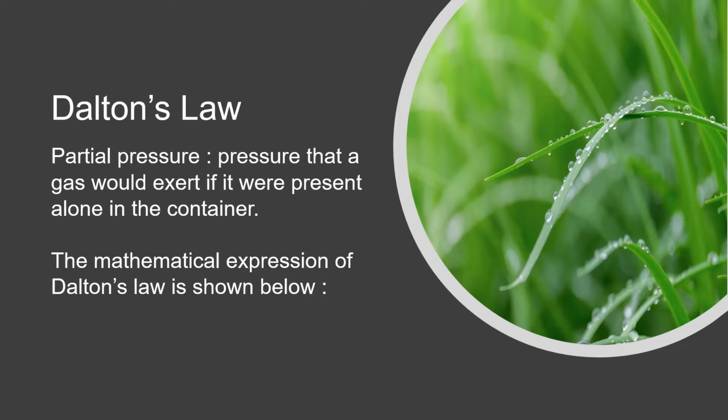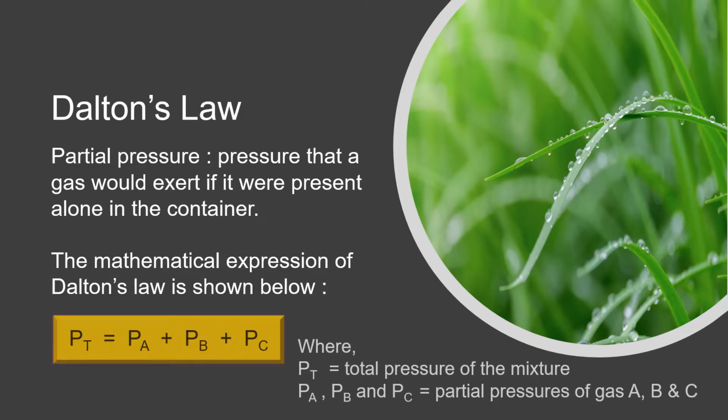The mathematical expression of Dalton's law is shown below. If gas A, gas B, and gas C are placed in a container, the total pressure of the gases is equal to the sum of the partial pressures of gas A, gas B, and gas C.